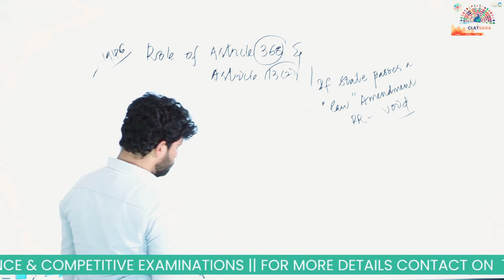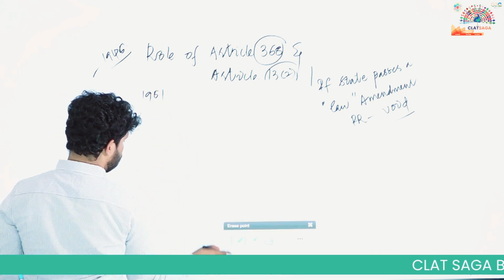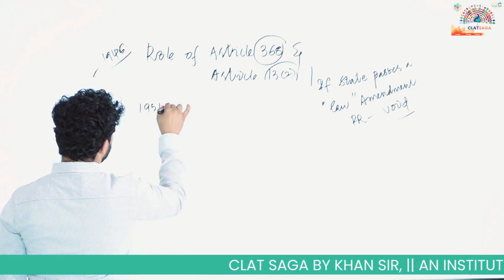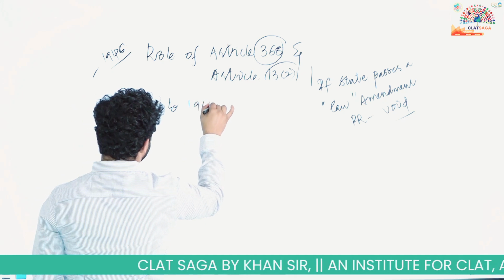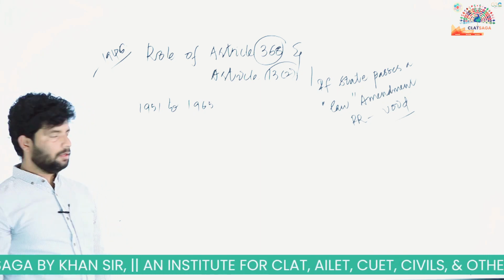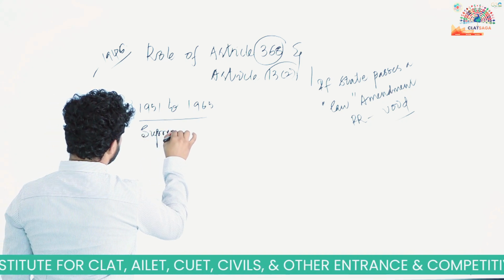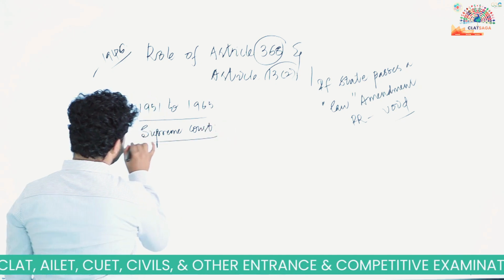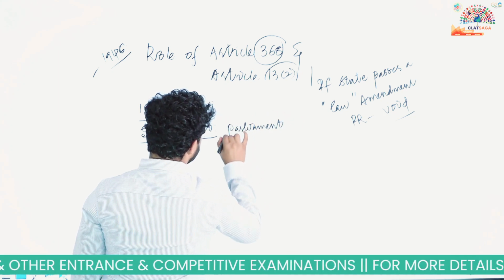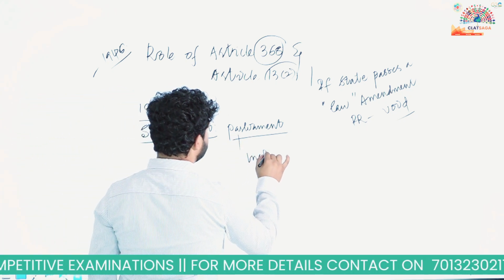This clash arises because the Supreme Court of India, right from 1951 to 1965, consistently interpreted in its judgments that Parliament has every authority to amend the constitution, including fundamental rights.